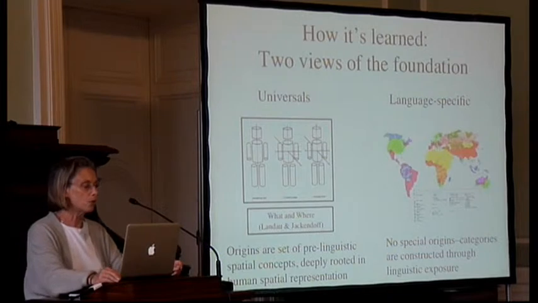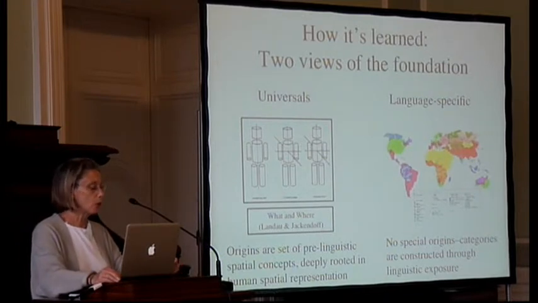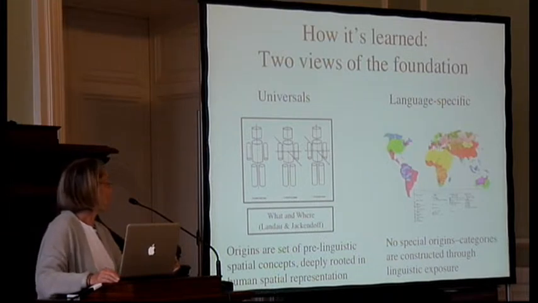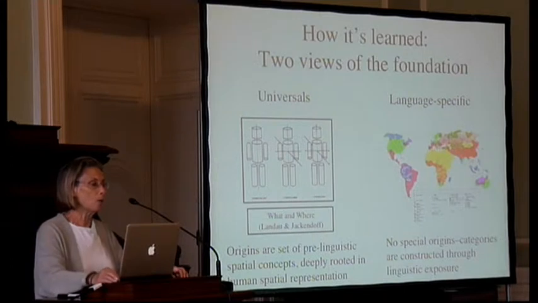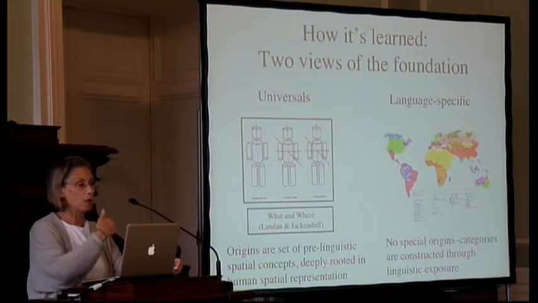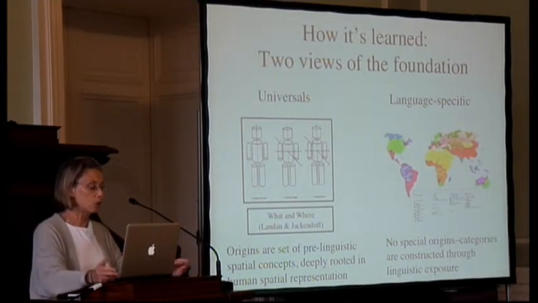Nevertheless, it is very powerful. And my major question over all of these years is how it's learned. There are two views of the foundations for spatial language learning. One is what I'll call the universals view: the idea that the origins for learning spatial language are a set of pre-linguistic spatial concepts that are deeply rooted in human spatial representation. I have a graphic here from a paper that Ray Jackendoff and I wrote some years ago called What and Where. What's being emphasized is that the major axes of the human body are clearly natural structures that can be drawn upon for spatial language. So that's what I mean by deeply rooted pre-linguistic spatial concepts.